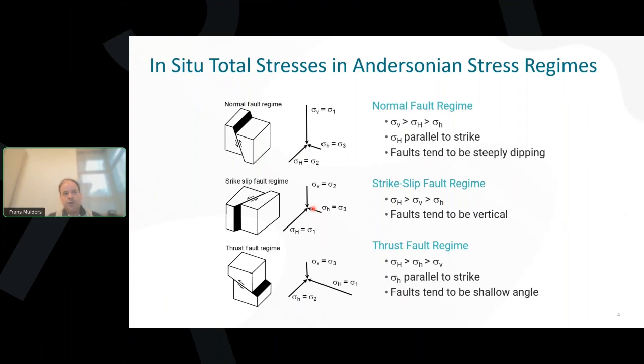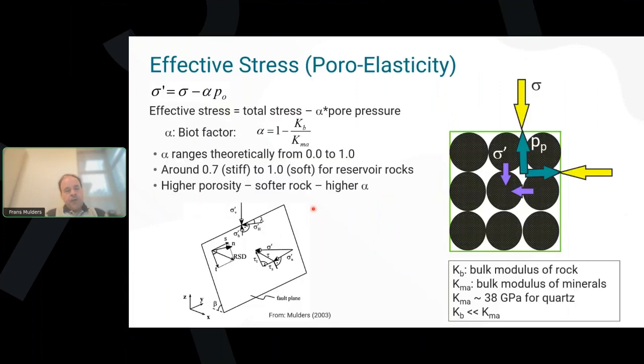Later I will come to the point that principal stresses are not always vertical and horizontal, but we will start with this case. Now we connect pore pressure to that principal stress, which is a total stress. The principal stress we saw before is this yellow sigma here. It's a total stress, and it acts on the grains in the rock, and it's counteracted by the pore pressure in the pore space in the rock.